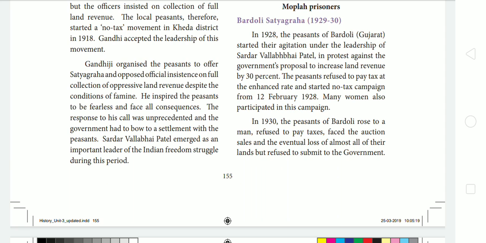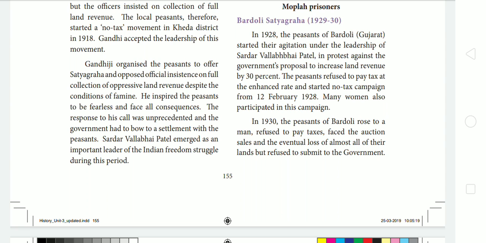The peasants refused to pay tax at the enhanced rate and started a no tax campaign from 12th February 1928. Many women also participated in this campaign. So this Bardoli Satyagraha was headed by Sardar Vallabhbhai Patel and took place in the year 1928. For what purpose did this Satyagraha take place? In protest against the government's proposal, that is, the British government had increased the land revenue by 30%.